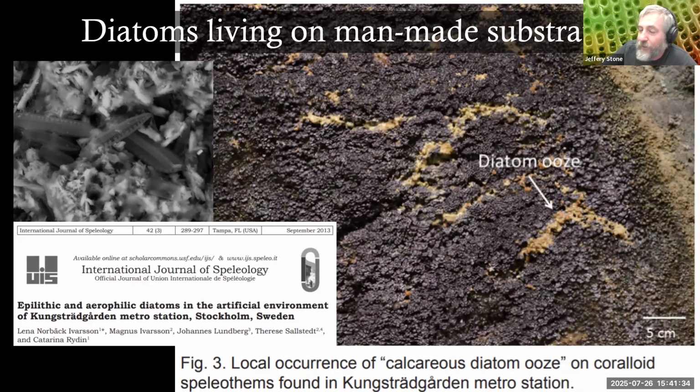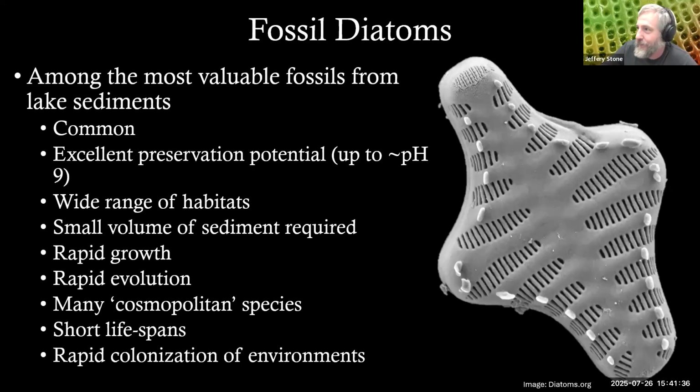So all unique. What I'm trying to get at is that diatoms are basically found in all kinds of different environments. And as a result, when you see water anywhere on planet Earth, you should expect that there's probably some diatoms living in that water, or even if it's just a moderately wet environment. So they're extremely common. They have excellent preservation potential.